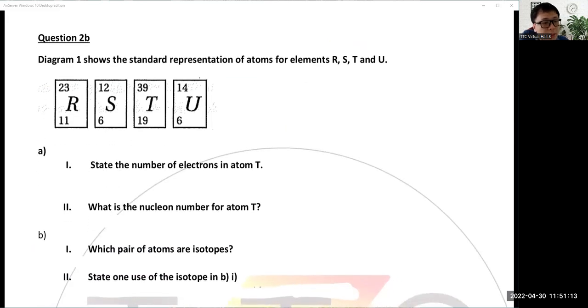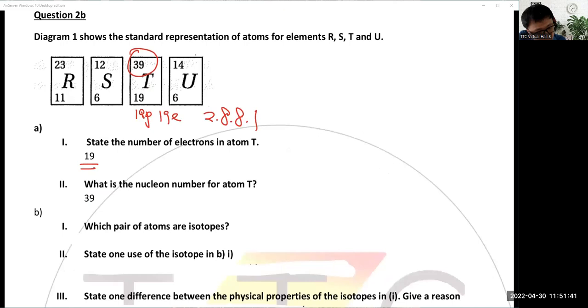Then we try this question. What is the number of electrons in atom T? So this atom T has 19 protons based on this number, so it has 19 electrons. So 19 electrons, how do you arrange? 2.8.8.1. They asked for the number of electrons, so it's just 19. Then what is the neutron number of T? The neutron number of T is 39. Which pair is isotope? For isotopes, you need to find the ones with the same proton number but different neutron number. So this one will be your S and U.